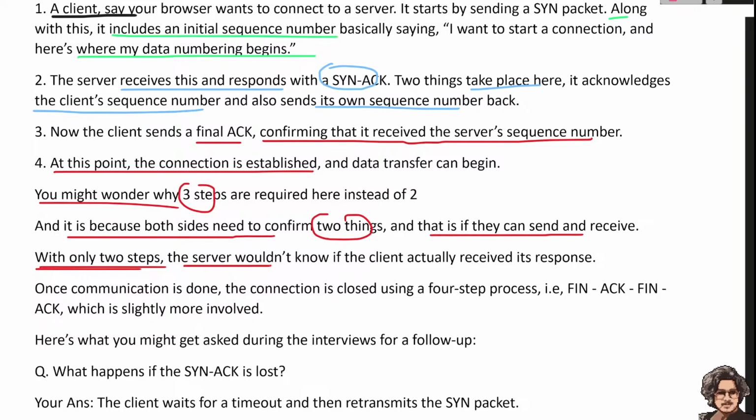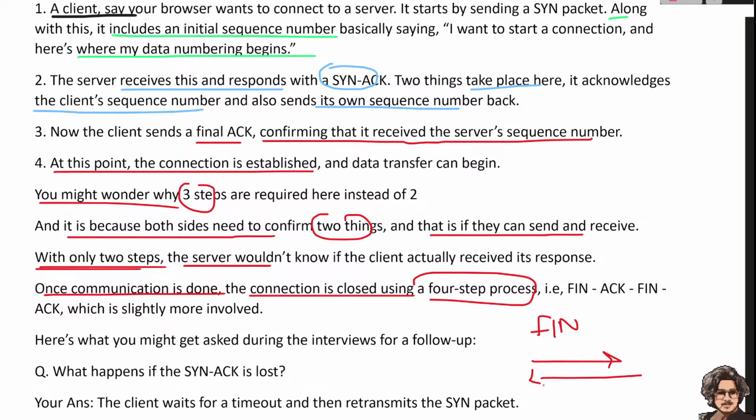So the server couldn't know if the client actually received its response or not. Once the communication is done, the connection is closed in four steps. First of all, finish, then acknowledge, then the finish signal, then the acknowledge signal. Okay, then the finish acknowledge signal. So this is slightly more involved.